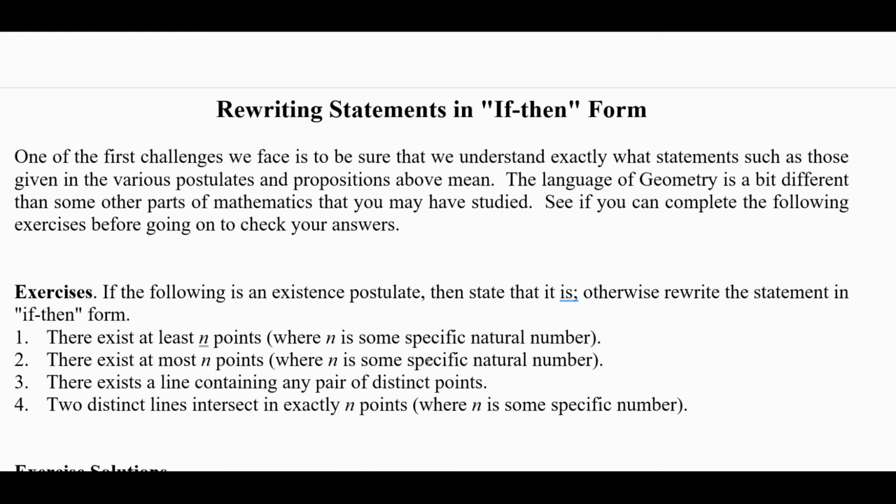Number 2, there exist at most n points. Number 3, there exists a line containing any pair of distinct points. Number 4, 2 distinct lines intersect at exactly n points. Again, n is just some number. So rewrite these in if-then form if possible. If it's not possible, then just say it's an existence postulate. Pause the video when you think you've got solutions written down on paper, then start the video back up and see how you did. Pause now.